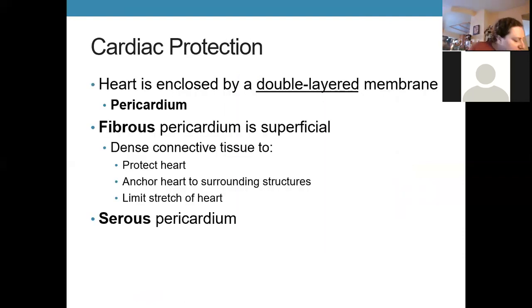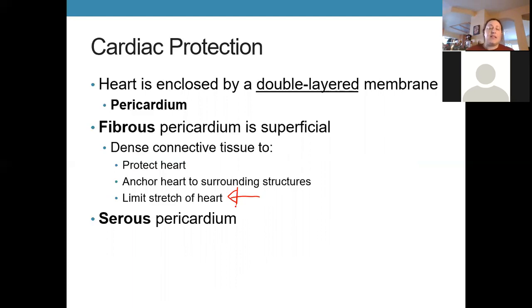So before we get into that detail though, we want to look at the outside and work our way in the way we did with the nervous system. So the heart has a protective layer surrounding it, just like the brain and spinal cord does. In this case, it's a double-layered serous and fibrous membrane called the pericardium. So the pericardium is around the pericardial cavity that the heart sits in. There's an outer fibrous layer called the fibrous pericardium, and it's got some dense irregular connective tissue that protects the heart. It attaches it to its surrounding structures, and it also limits how much the heart can expand, because if it expanded too much, that would actually be a bad thing.